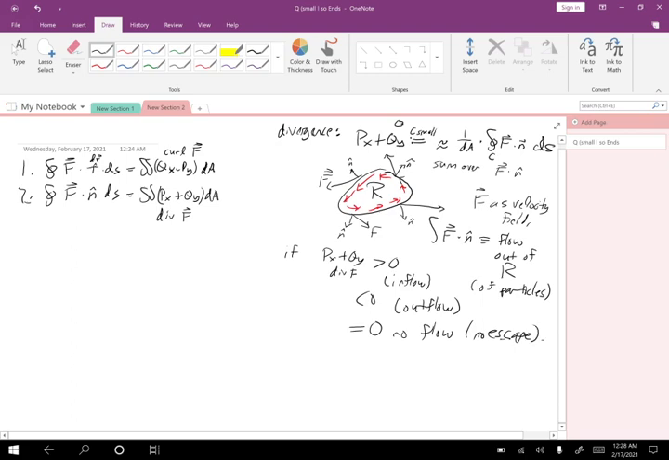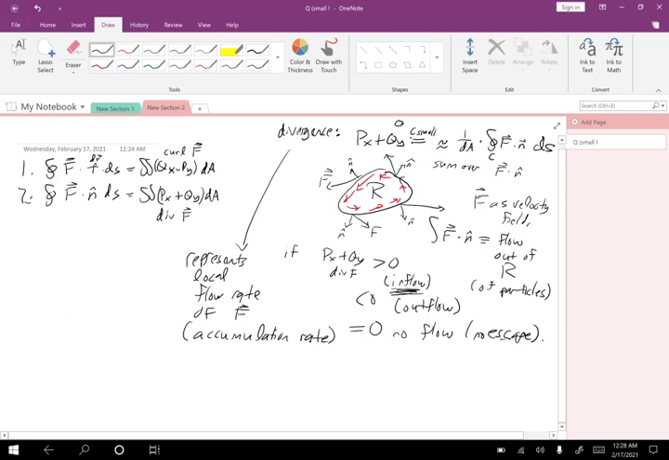Okay, so in other words, the divergence represents the local flow rate of our vector field. And you can also think of it as accumulation rate. Because if there's an inflow, then that means we're accumulating particles. If there's an outflow, that means we're losing particles. And actually in electricity and magnetism, the divergence of the electric field is actually equal to the charge. And this is known as Gauss's law, which you don't need to know, but I'm trying to give some context for why this divergence expression is useful.